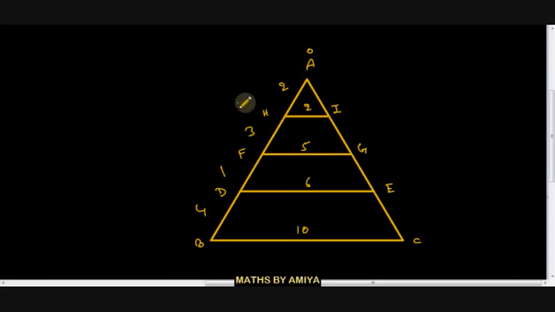The first one was from the side to the base: 0 plus 2 is 2, 2 plus 3 is 5, 5 plus 1 is 6, 6 plus 4 is 10. When we have the bases, we can find the sides: 10 minus 6 is 4, 6 minus 5 is 1, 5 minus 2 is 3, 2 minus 0 is 2. This is the first and second concept.